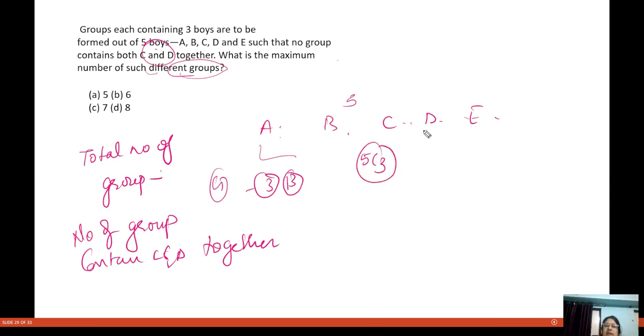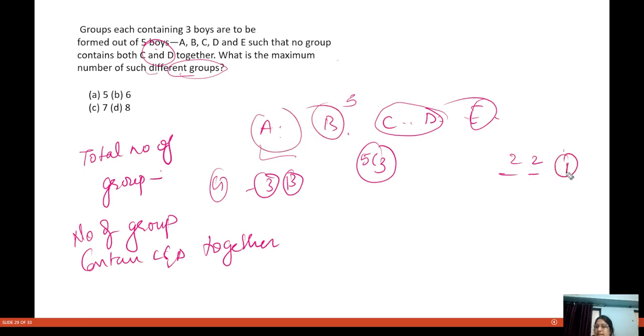5C3. Now let us consider we are having C and D together in all our groups. So that means two places are already filled. How many boys are left? Only three boys are left. So now one place has to be filled. This can be done in only 3C1 ways. So total is 5C3 minus 3C1.